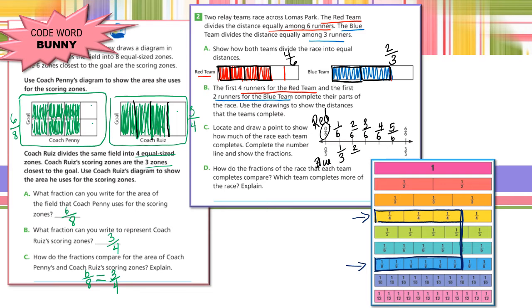Oop, what mistake did I make, boys and girls? If I keep labeling this way, 0 thirds, 1 third, 2 thirds, 3 thirds, 4 thirds, 5 thirds, and then 3 thirds. That doesn't look right. What mistake did I make?